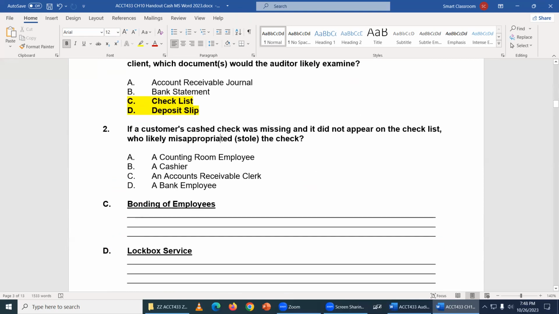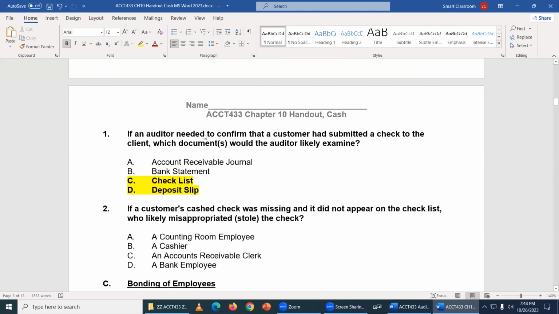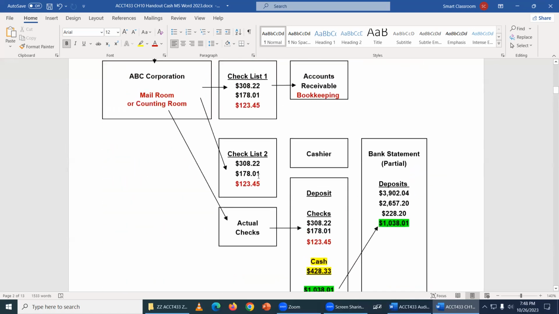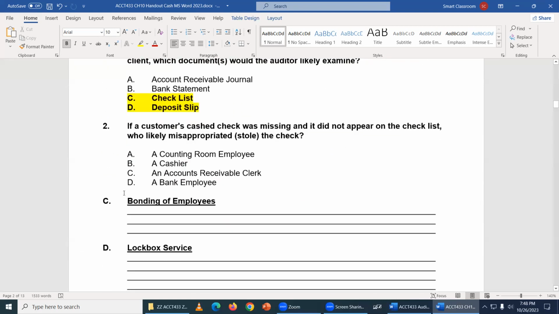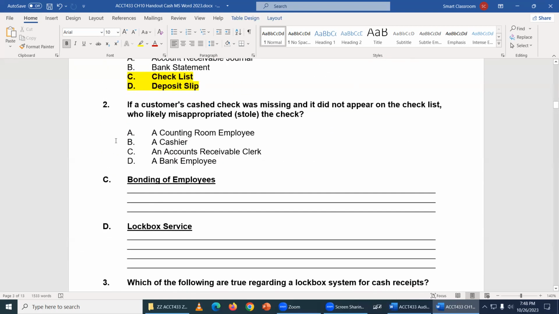Okay. If a customer's check was missing and it did not appear on the checklist, who likely misappropriated, stole, the check? So it did not show up on the checklist. The accounting room. Yep, exactly. People in the accounting room probably took it. If it didn't show up on the list, it disappeared before it got there.